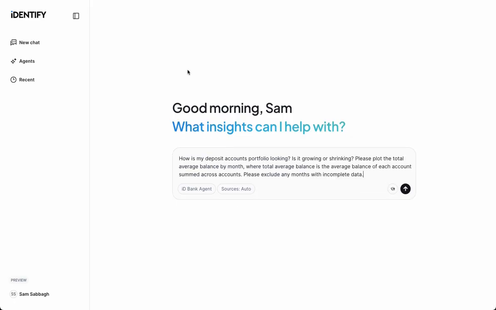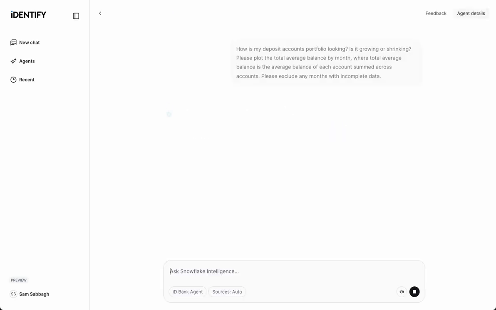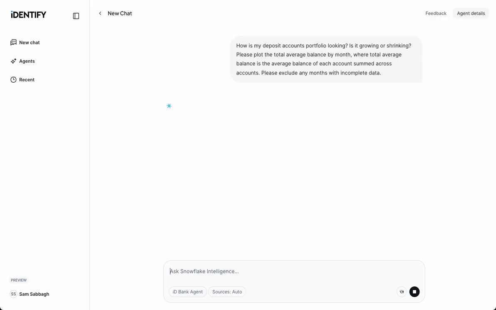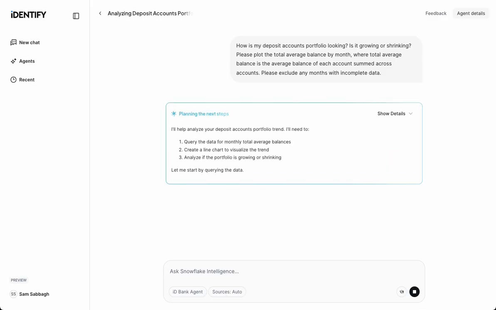So first query, first prompt is, how's my deposit portfolio looking? Is it growing or shrinking? And I'm being specific here and asking it to plot that balance, the total of the average balance. So take the average balance of each account and sum them across accounts and exclude any months with incomplete data.